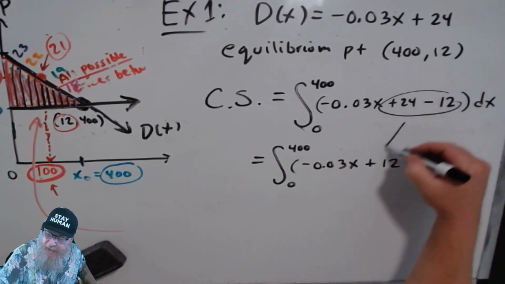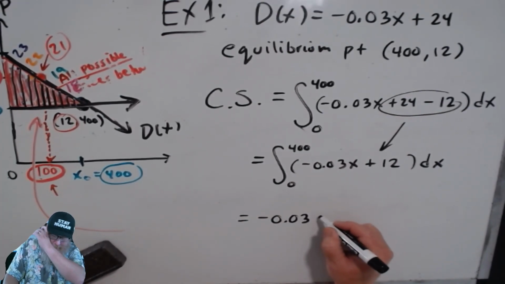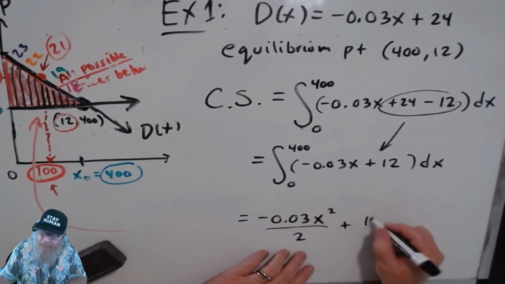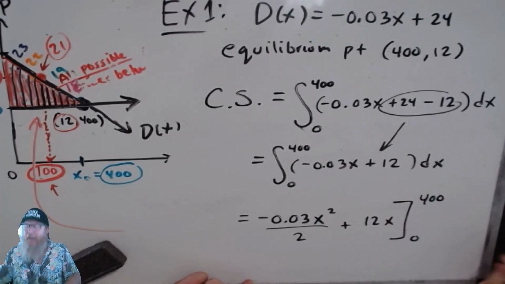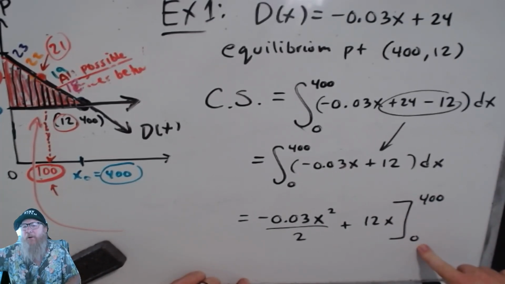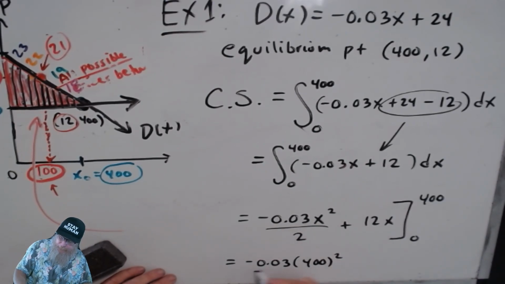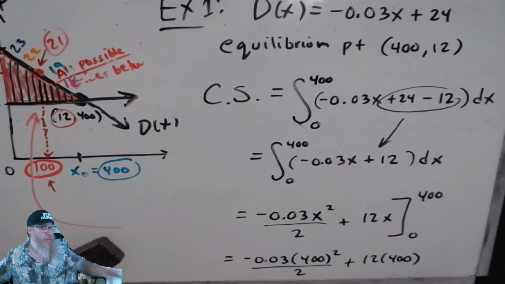I like to simplify before I integrate. Now we take the antiderivative and we evaluate it between 0 and 400. We've done this before. When the lower limit of integration is 0, you can pretty much ignore it, and you just plug in the upper limit. And there you go.